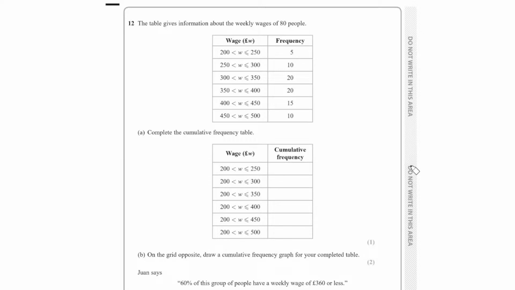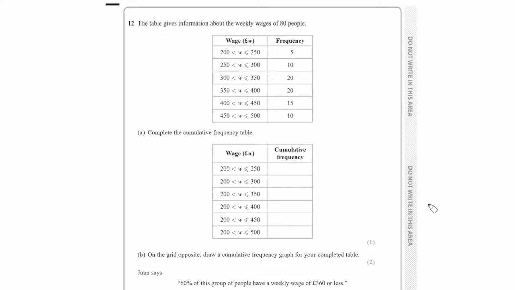All right, so again, we've got cumulative frequency. I don't know if you noticed this by now, but cumulative frequency seems to come up quite a lot on the non-calculator for some reason. So the first thing, we've got the table gives information about the weekly wages of 80 people. Complete the cumulative frequency table. This is really easy, as you can see.